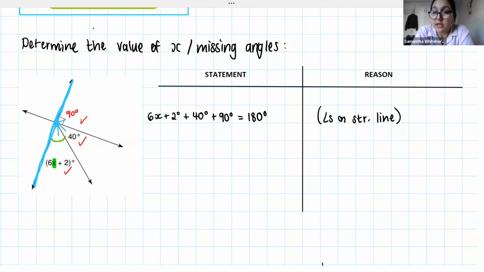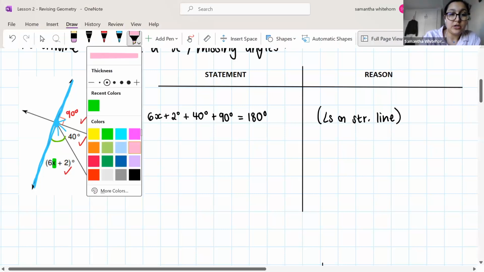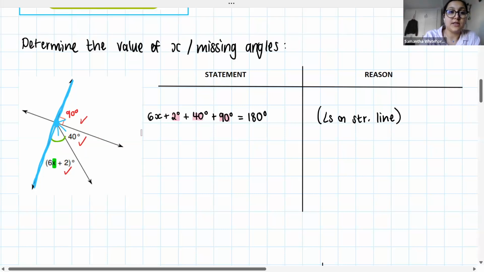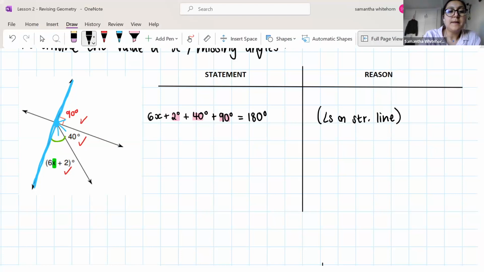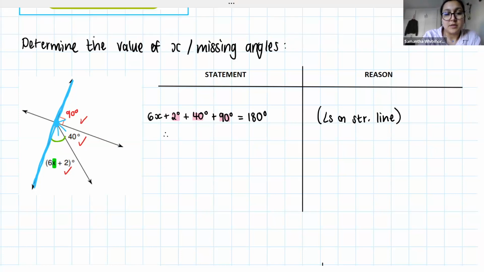Okay, but now we're going to actually go and solve for x, because remember, that's what we're wanting to do. The instruction told us determine the value of x. So that's our next step. Now, guys, this is an equation. We revised equations on Monday. We know how to do this. First things first, though, I see that 2, 40, and 90 on the left-hand side are all like terms. So to make my life easier, I'm going to add them together.